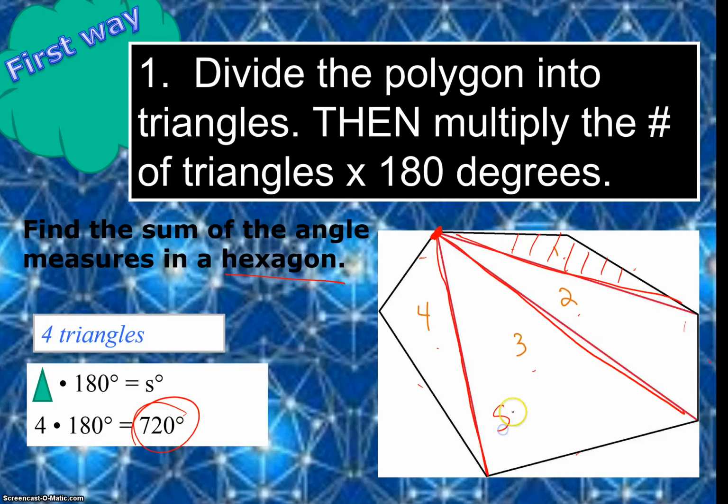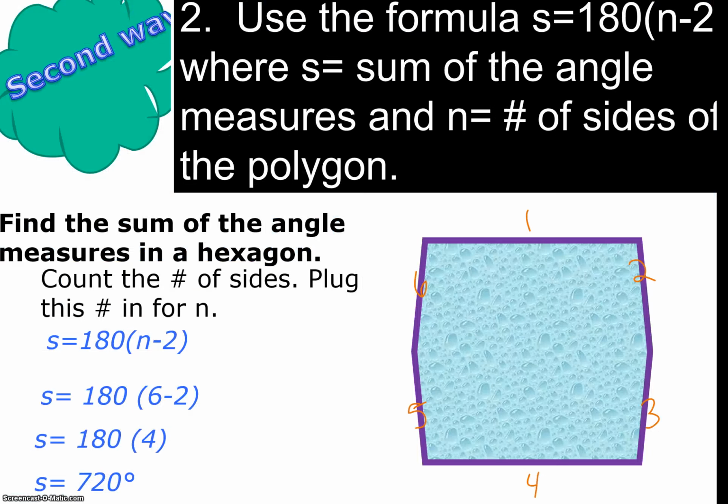Another way to do this would be S equals 180 times (n minus 2). The sum is 180 times how many sides? 6 sides in a hexagon, minus 2. Parentheses first: 6 minus 2 is 4. And when I multiply 180 times 4, I get an answer of 720 as well. I just need to make sure to put the degree sign on. And the sum of all the angles inside a hexagon add up to 720 degrees.